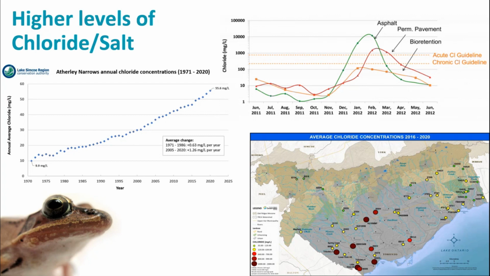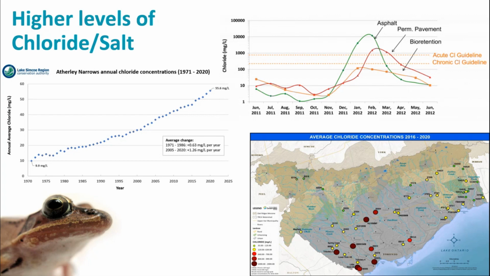In 2022, online sensors were installed to measure chloride concentrations at the mouth of several GTA watersheds, and the monitoring results included the following. In Highland Creek, peak concentrations were 8,400 milligrams per liter. This is 70 times the Canadian Water Quality Guideline limit for chronic effects and 13 times the Canadian Water Quality Guideline limit for acute effects on aquatic organisms.